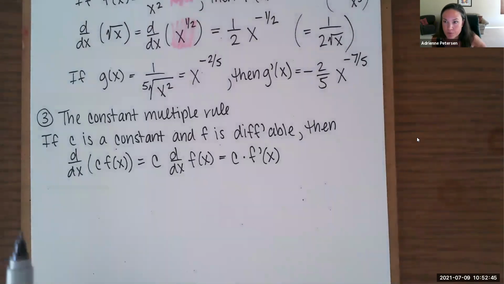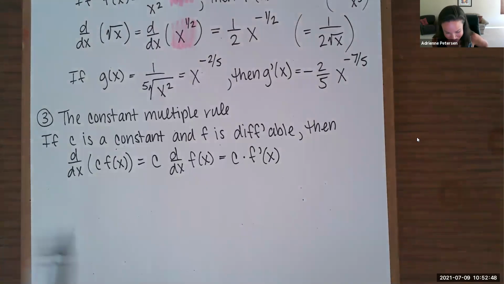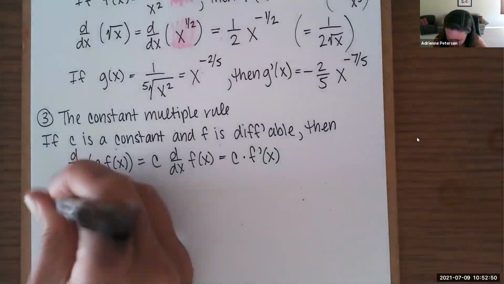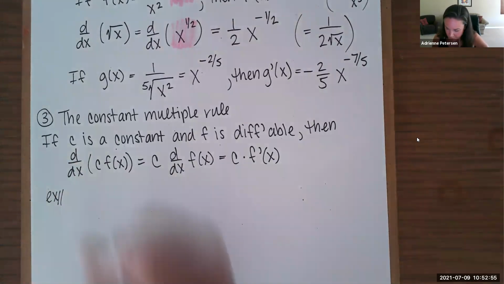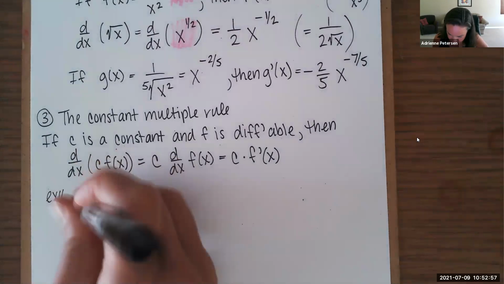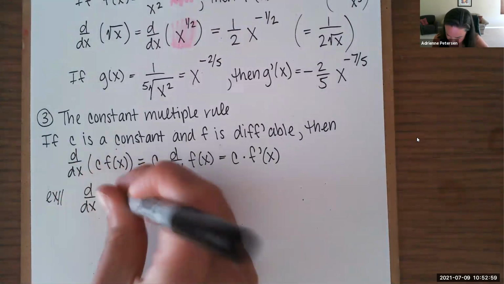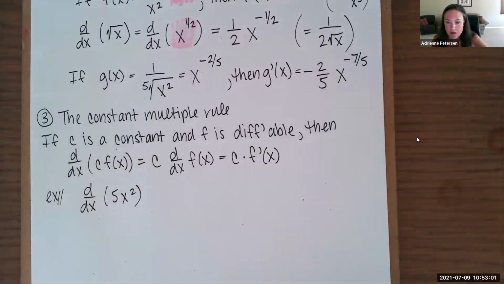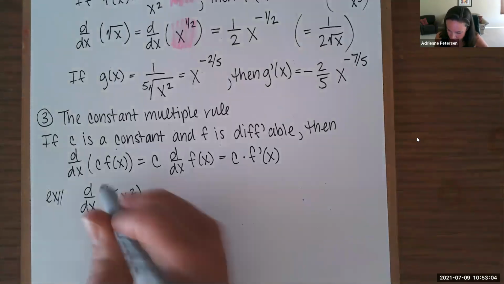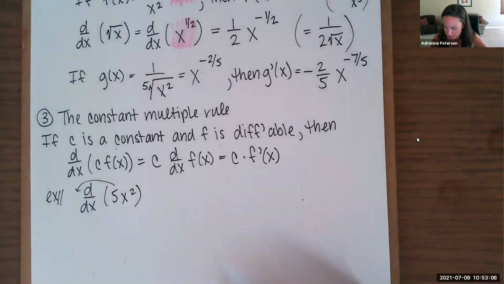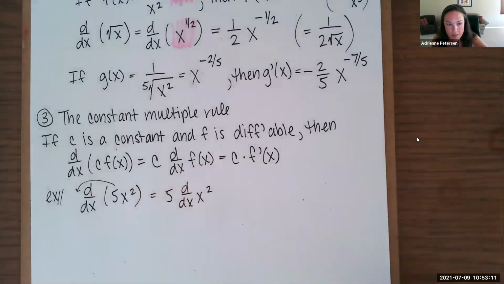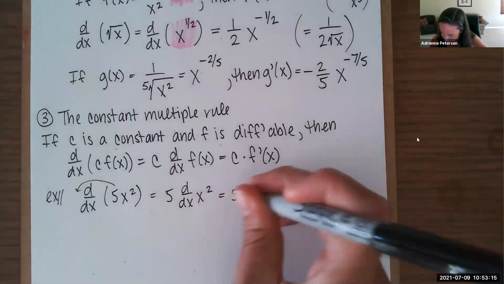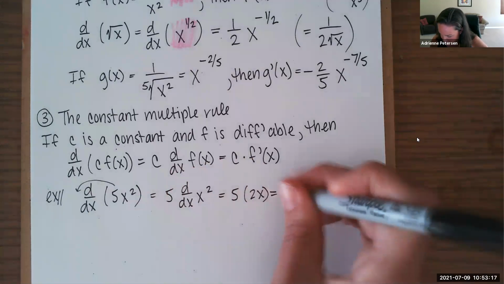So the constant multiple rule, we can apply this really easily. So for example, if we want to find the derivative of 5x squared, the constant multiple rule says we can pull this constant out in front. So this is just equal to 5 times the derivative of x squared. We just saw that the derivative of x squared is 2x, so we have 5 times 2x, which is 10x.